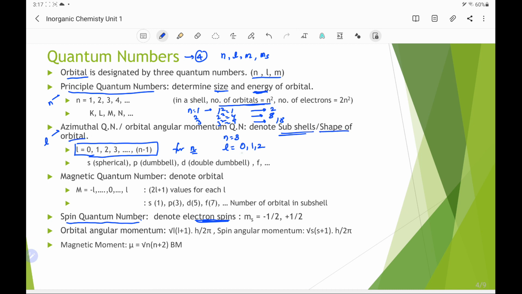Azimuthal quantum number denotes the subshell or shape of the orbital. So we can say l equal to 0 refers to the s subshell, l equal to 1 refers to p subshell, 2 refers to d subshell, and 3 refers to f subshell.